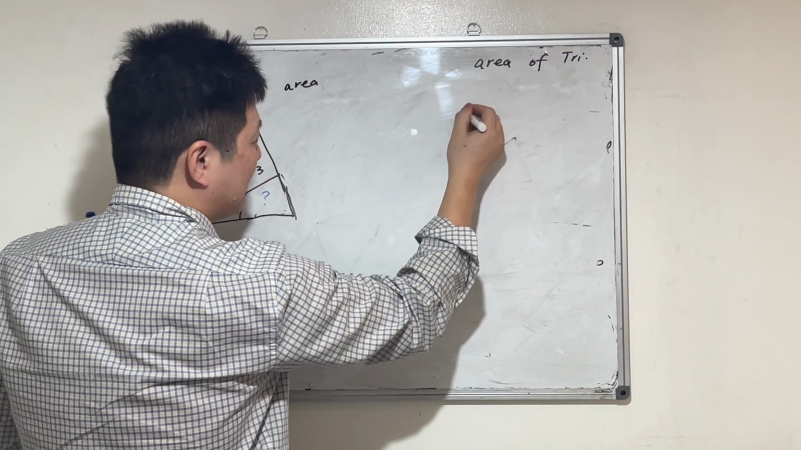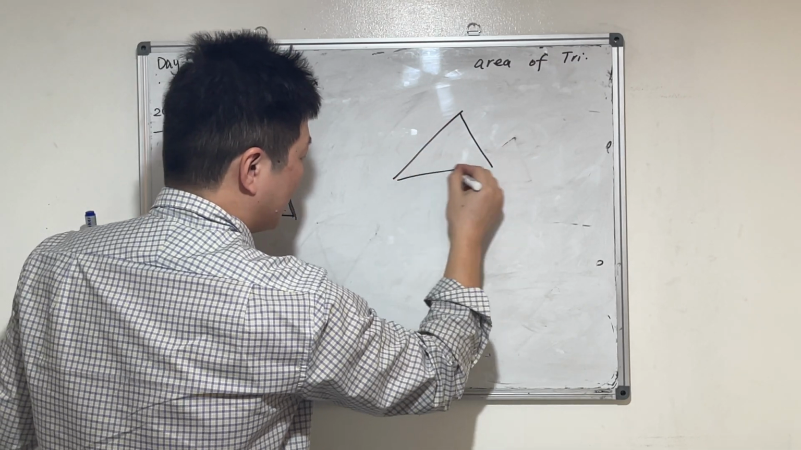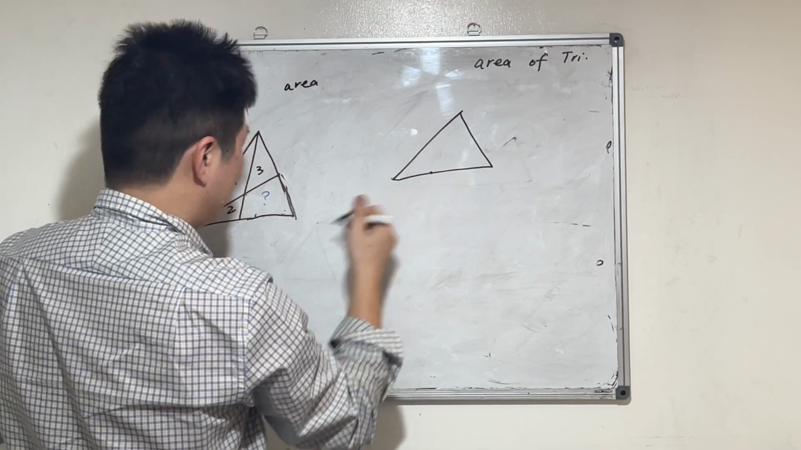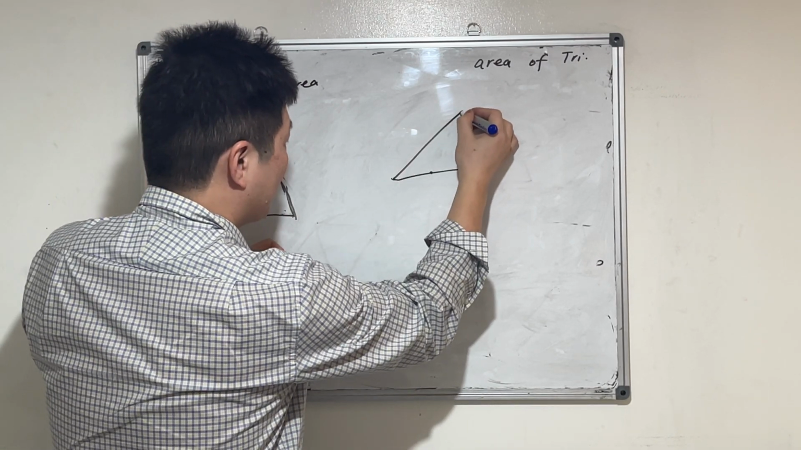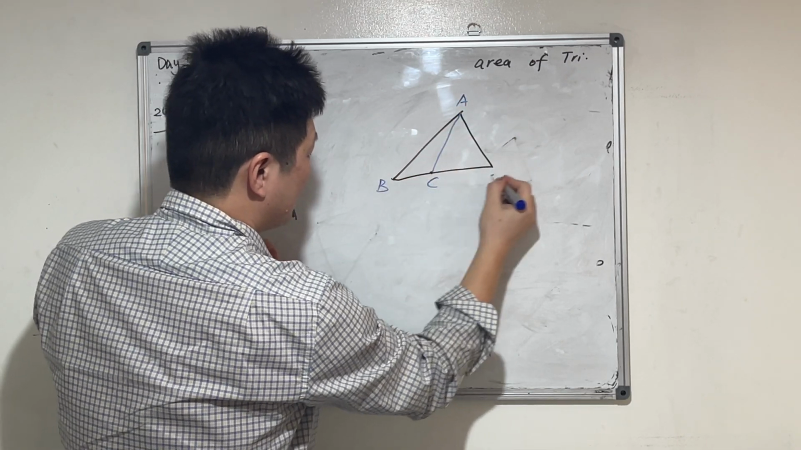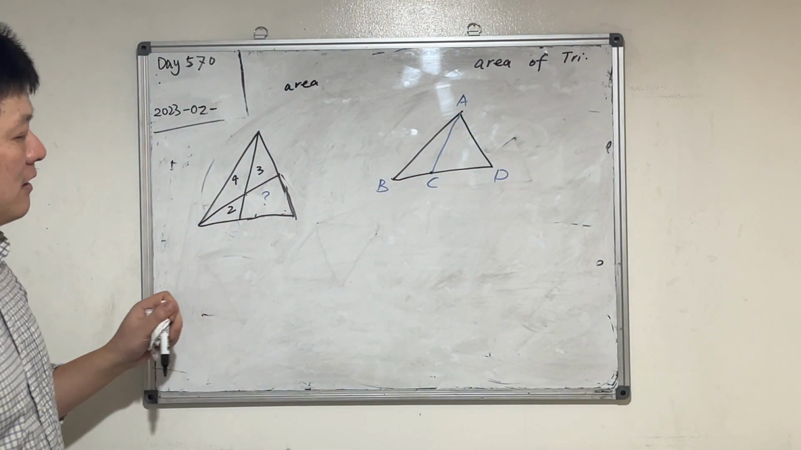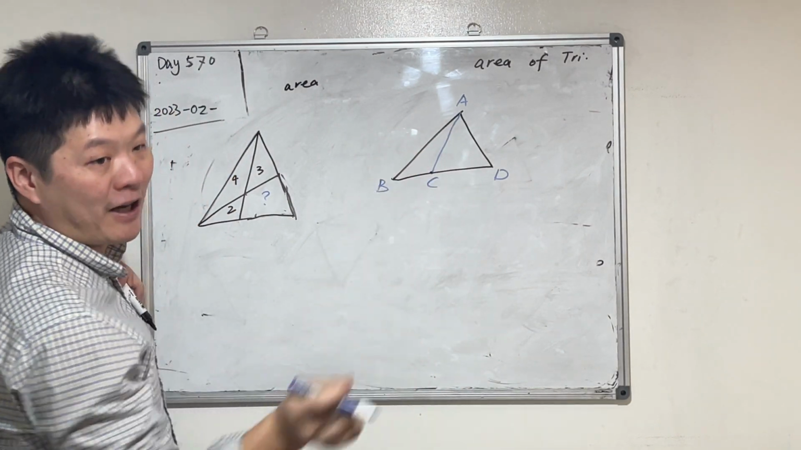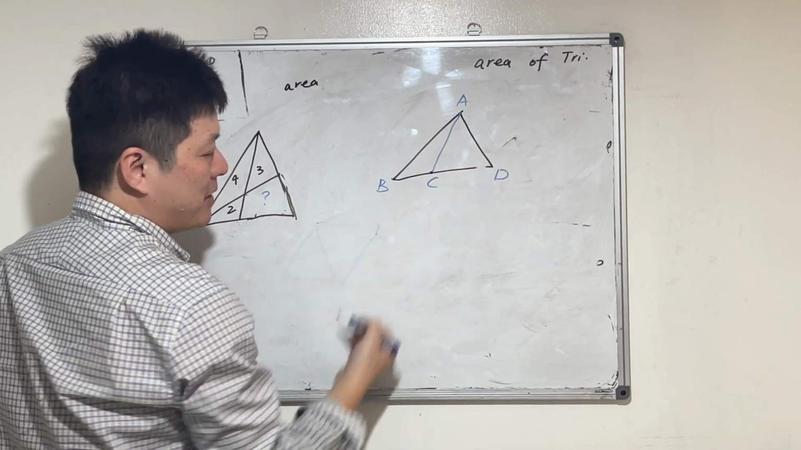So let's look at this. Any triangle, right? If I find any point here, I draw this. If this is A, this is B, this is C, this is D. This point divides this into 2 triangles, am I right? What's the area of ABC?